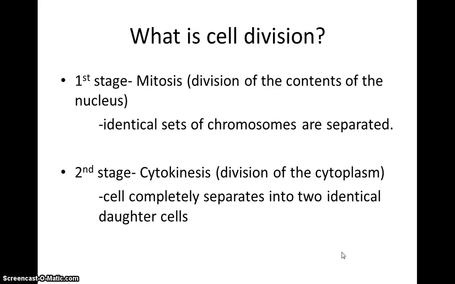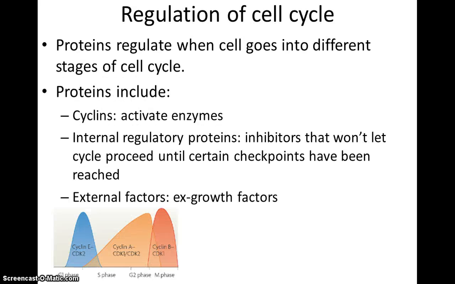So they're treated separately. You'll see when we see them happen, it's very quick and it's hard to tell the difference, but they are classified differently in terms of what's being divided. So with mitosis, it's the nucleus and the nuclear contents. Cytokinesis is the cytoplasm.